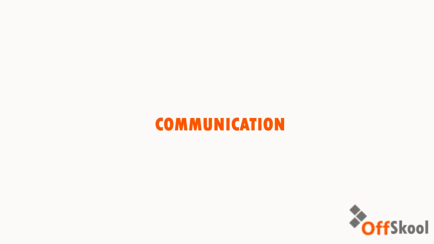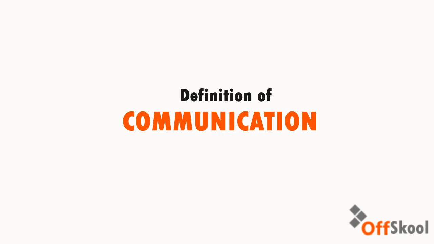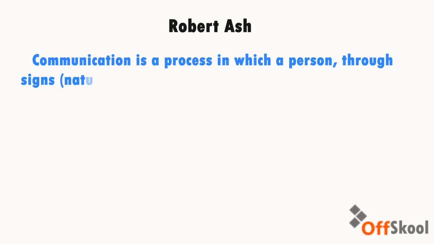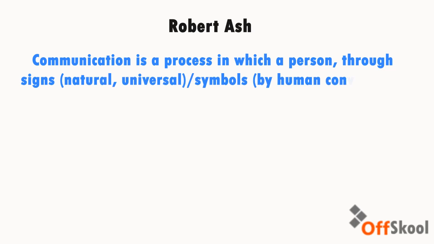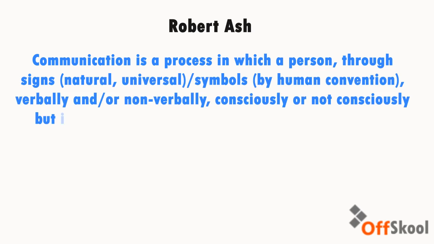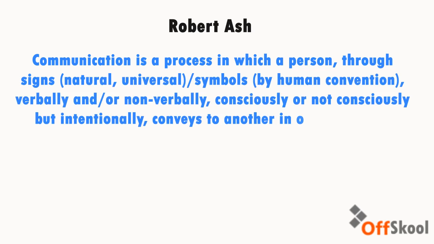Well, today this tutorial is on the chapter communication. So, I have mentioned 5 definitions here. First one is by Robert Ashe. He says, communication is a process in which a person, through signs, symbols, verbally or non verbally, consciously or not consciously, but intentionally, conveys to another in order to effect change.